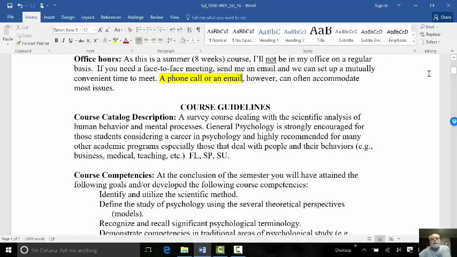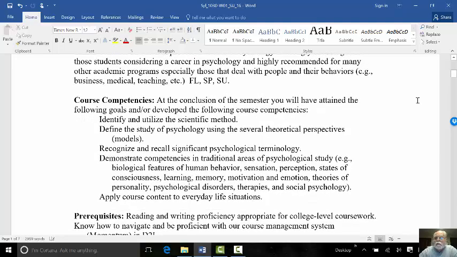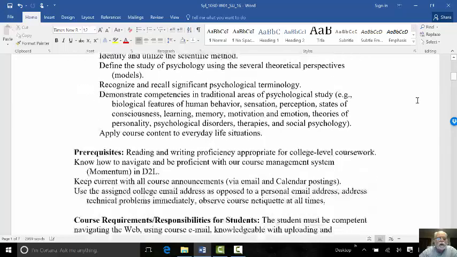The course catalog description is pretty much straightforward right out of the course catalog. The course competencies, what you're going to be able to walk away from this course with, should be straightforward. It's a general basic course. You will not be a psychologist hanging out your shingle, but you at least will know the terminology and you'll understand some of the basics of psychology.